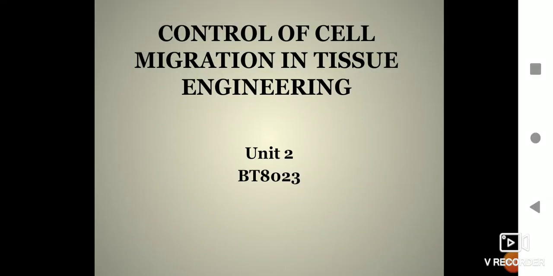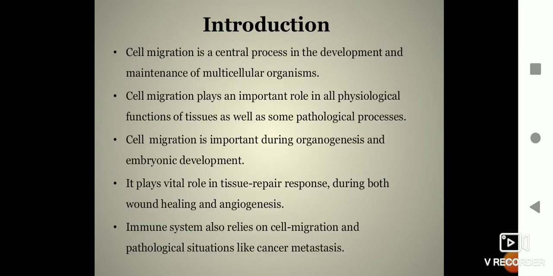Good evening, everybody. Today we are going to talk about control of cell migration in tissue engineering. In the previous class we saw how cell and cell-ECM interaction takes place, and there I had told you that this interaction is one of the bases for movement of the cell through the ECM, by interacting with both the ECM as well as with the neighboring cell. So we are going to see how the cell migration process takes place.